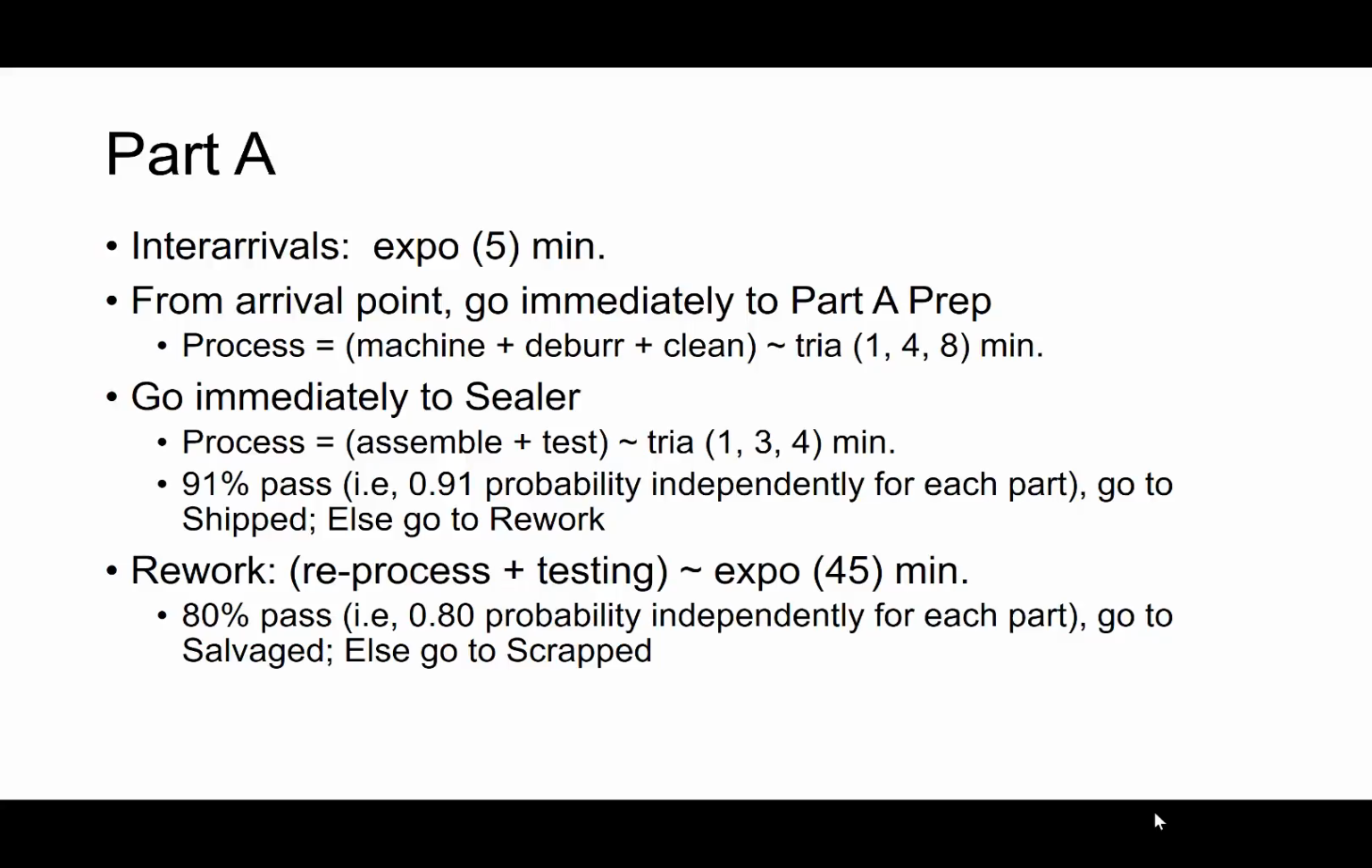They'll look at either salvaging and shipping them or scrapping them. Inter-arrivals will be at 5 minutes, and then from the arrival point, they would go immediately to the Part A prep area. The process itself is machining, deburring, and cleaning, so it'll be 1, 4, and 8 minutes respectively. Then they go to the sealer, which requires assembling and test, of 1, 3, and 4 minutes. And then 91% will be the pass rate, or 0.91. That 91% pass rate will go on. The 9% will go to the rework area. In the rework area, there's a 45-minute processing, and 80% of those will pass, independently for each part. Those that pass will be salvaged and essentially become a finished unit, or else the remainder will go to scrap.